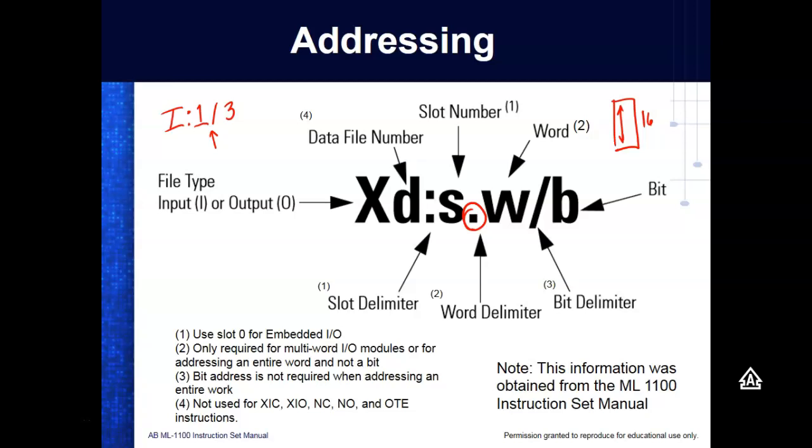0. If I've got 2 words, then I would address one of them like this, .0 slash some bit, or the other one I would say slot 1 and then I would say word 1 slash some bit. That makes sense now? So we're only required to put a word number if we're dealing with an input or output module that's got more than 16 bits. That makes sense now?